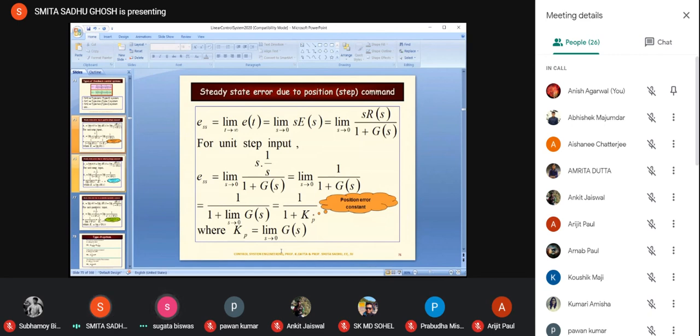Ma'am, because for that case we have to calculate the CLT first. Yes, for stability analysis, whatever you have to do, you have to do. That's a different issue. But for systems where you are interested in the steady state error only, for example, I'm speaking of a first order system, which is a type 0 system.